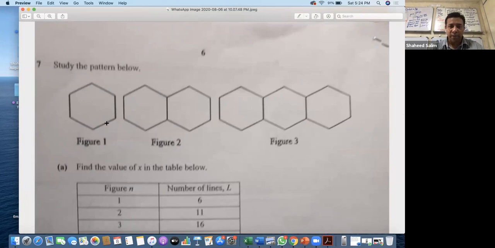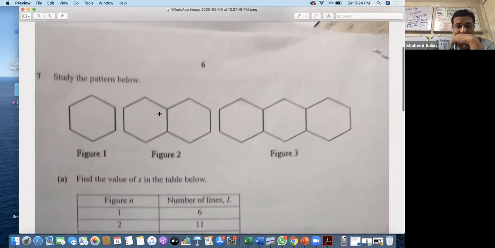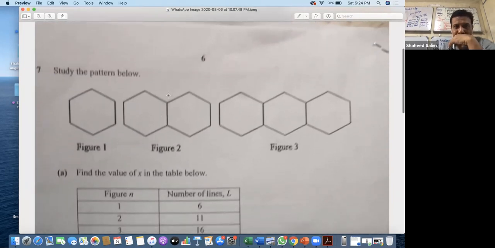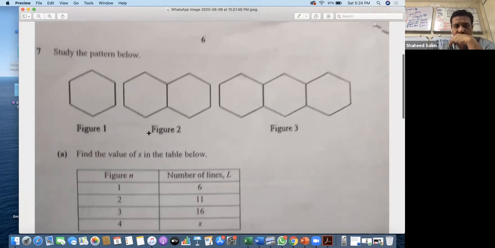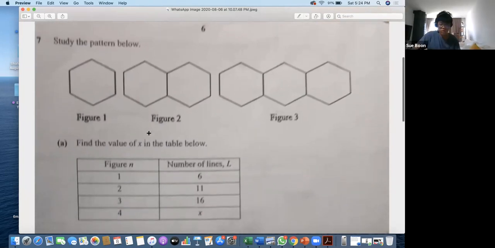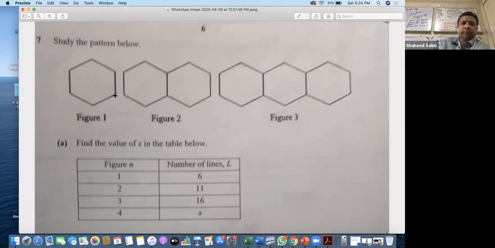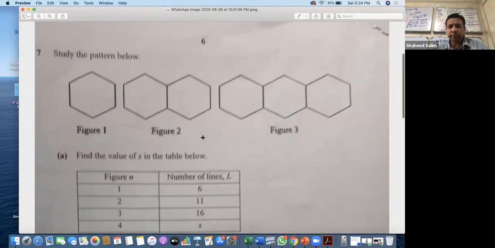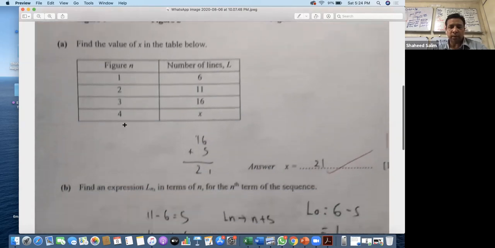So figure 1, there's 1. Figure 2, there's 2. Figure 3, there's 3. But now they're talking about the number of lines. These are hexagons. So there's 6. There's 11. All right. So let us see now what you write.